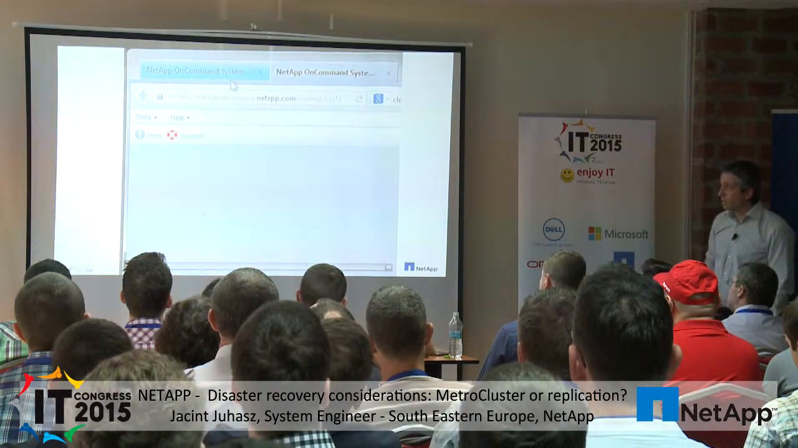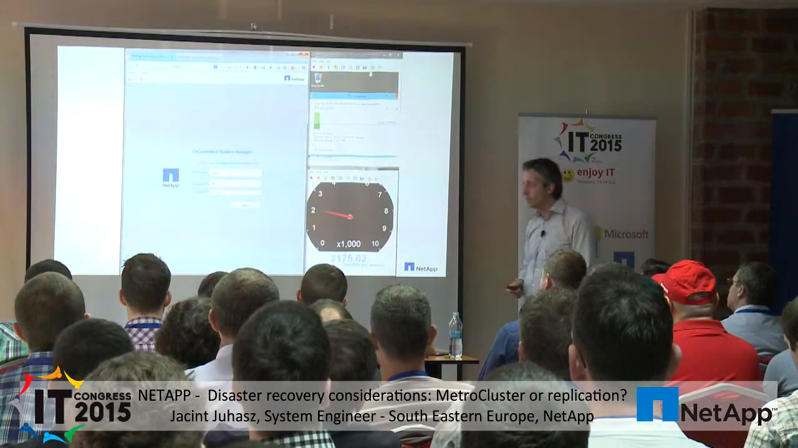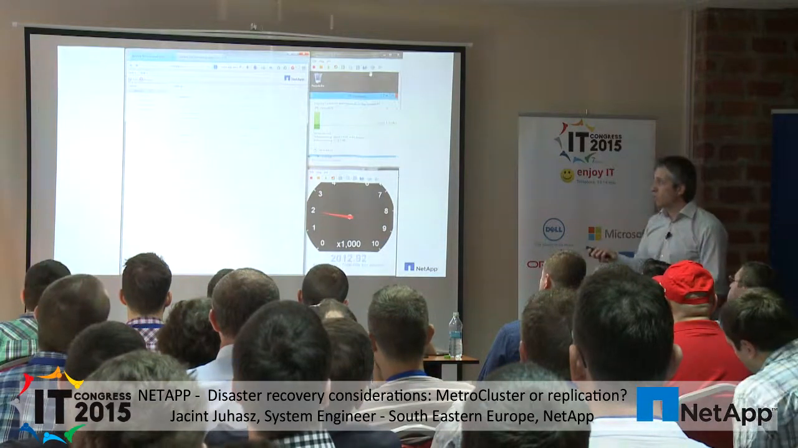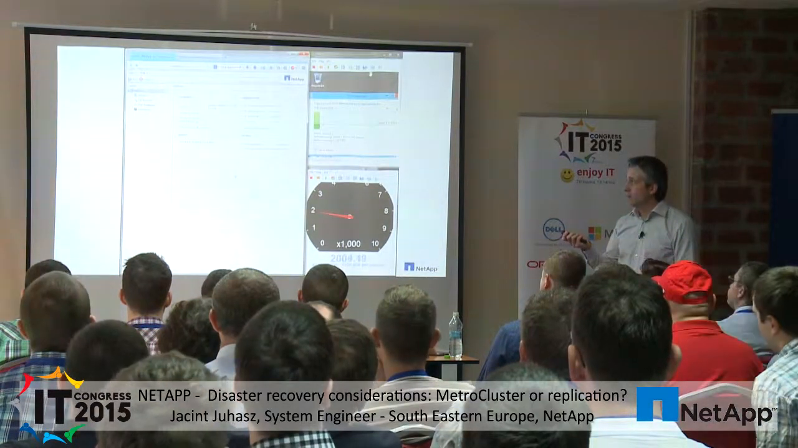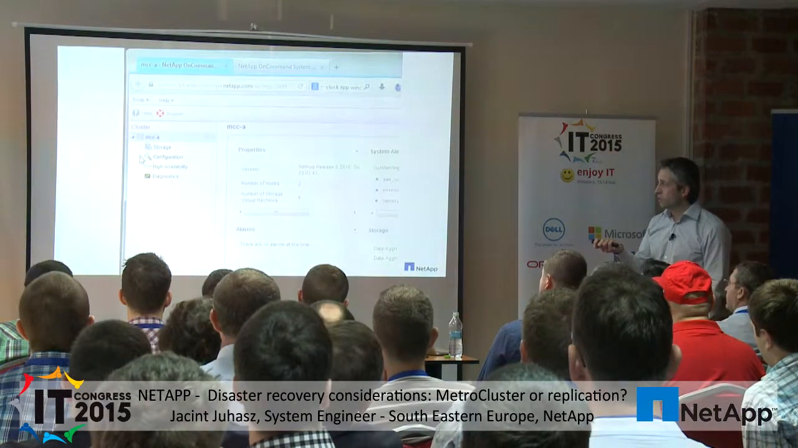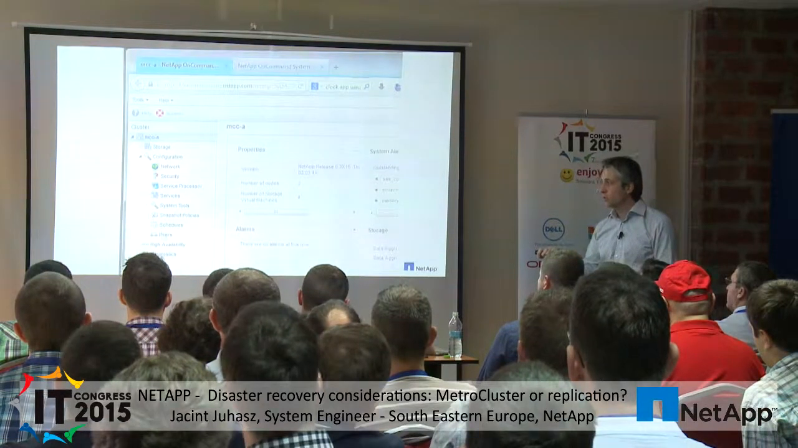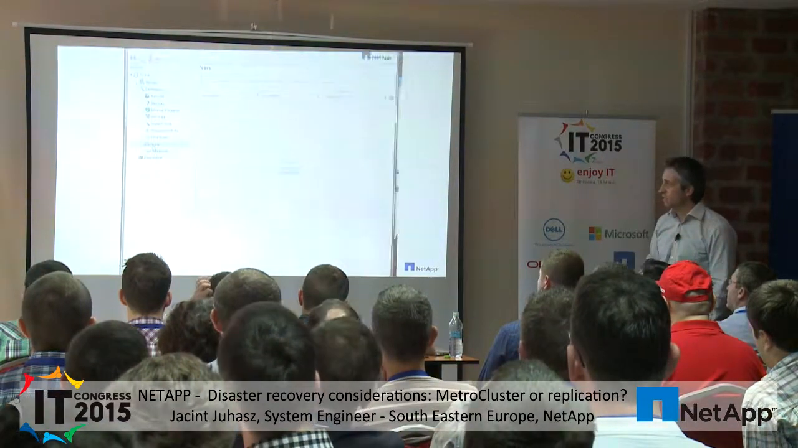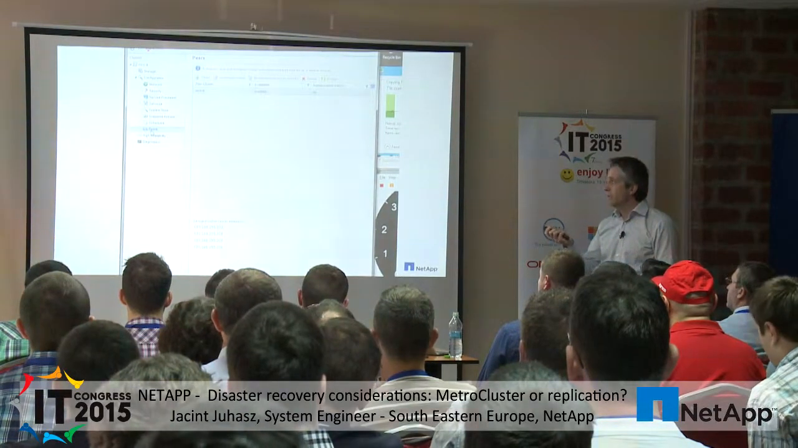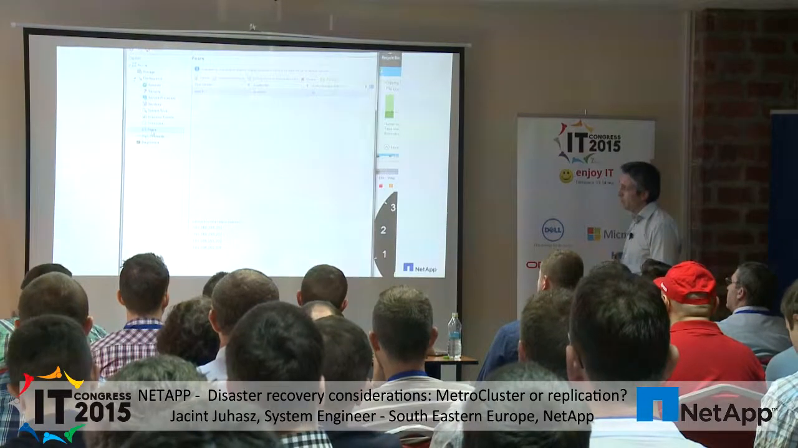So let's look at the GUI, how it looked like. So I will log into cluster A. So this is site A. When I log in, the first thing I'm going to check is the configuration tab, because under the configuration tab I can check my peers. So I will check what kind of cluster I have on the other side, and I can see the other pair of the MetroCluster is available.